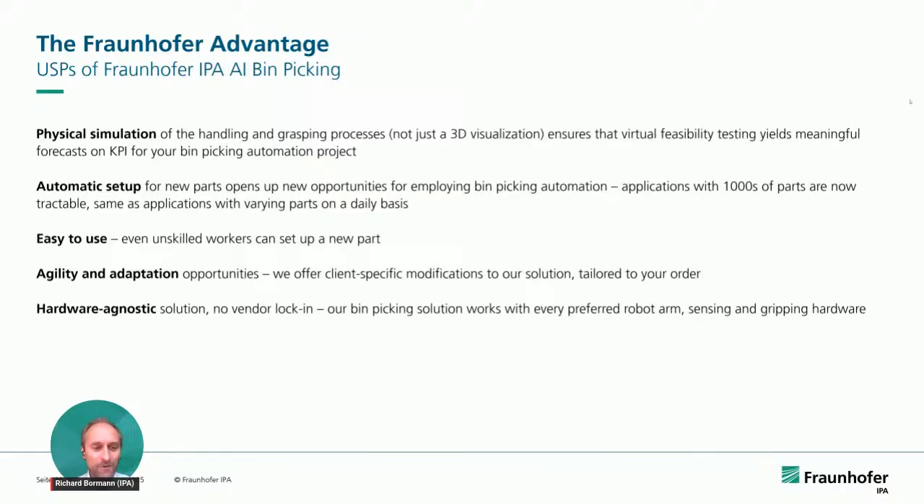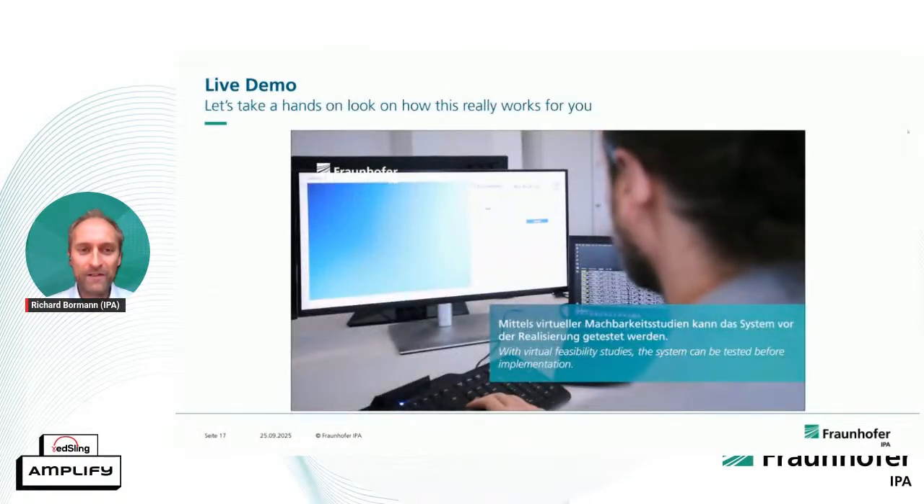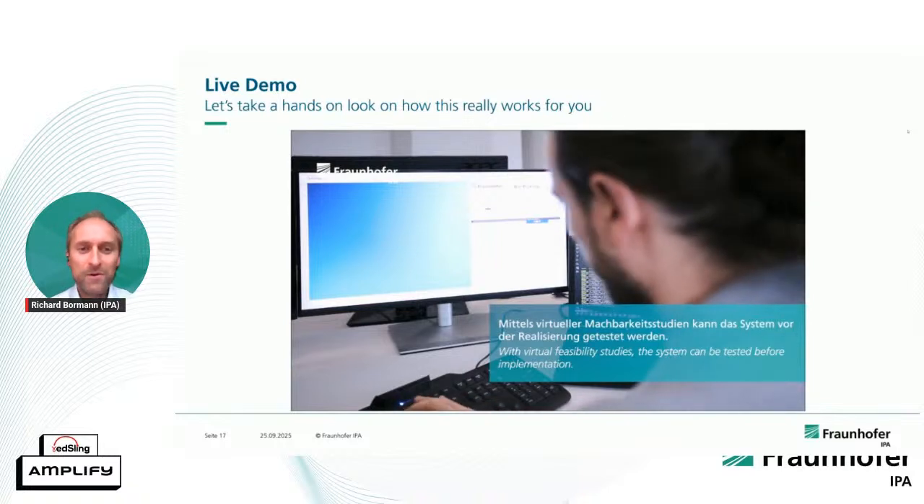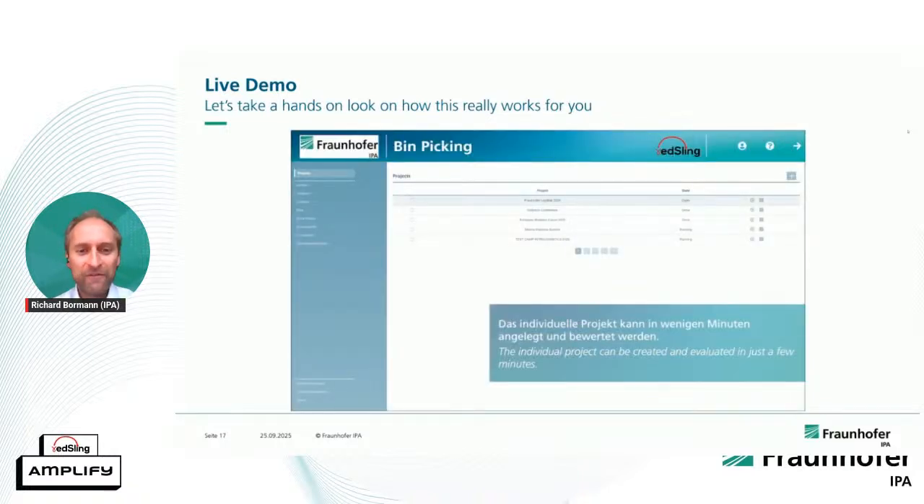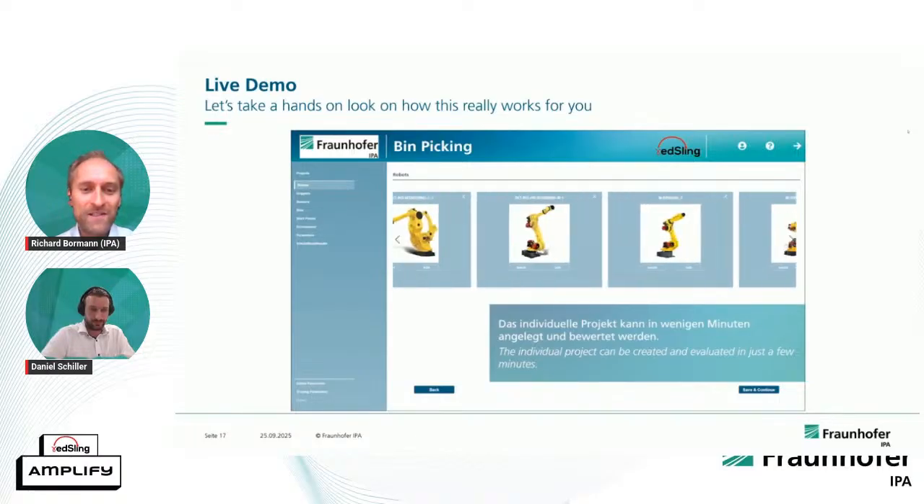And in the end, we are hardware agnostic. So it means you don't have a hardware vendor lock-in. We can work with any robot arm dealer, with any make of robot gripper, with any make of sensor maker. We give you information on what is suited for your parts, and what is maybe not good enough, but in the end, you decide which hardware is your focus. And this takes me to the part where we hand over to Daniel for the real life demo, where you see how the system works and you get some impression how easy it is to set up the system.